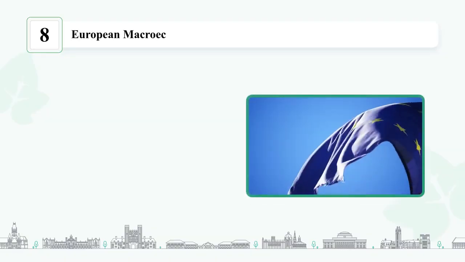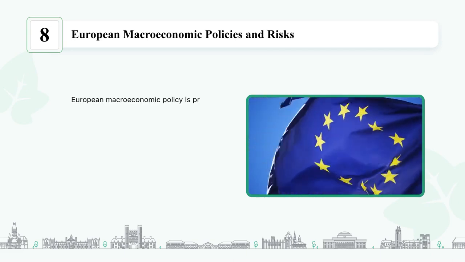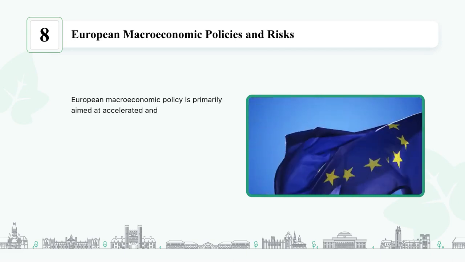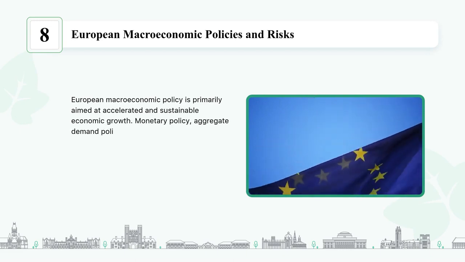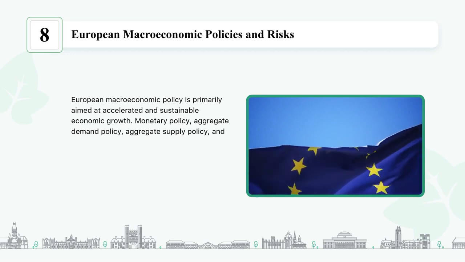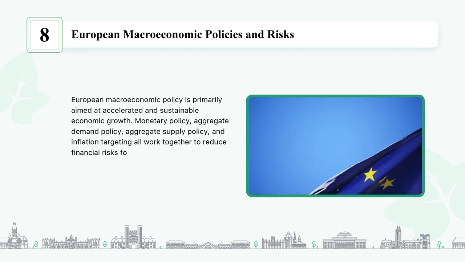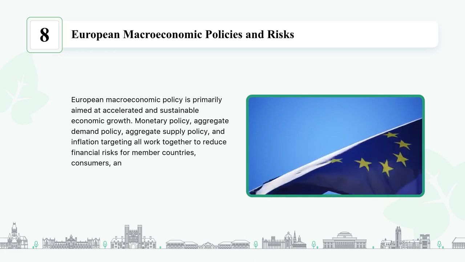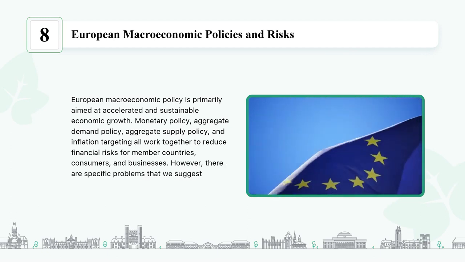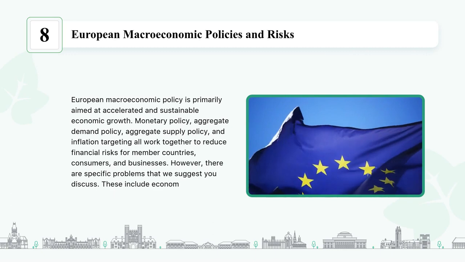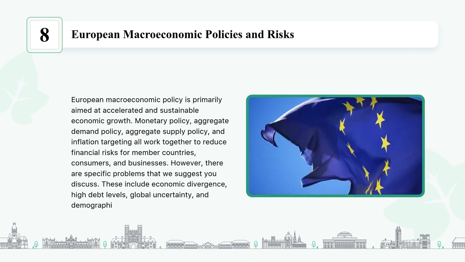European macroeconomic policies and risks. European macroeconomic policy is primarily aimed at accelerated and sustainable economic growth. Monetary policy, aggregate demand policy, aggregate supply policy, and inflation targeting all work together to reduce financial risks for member countries, consumers, and businesses. However, there are specific problems that we suggest you discuss. These include economic divergence, high debt levels, global uncertainty, and demographics.